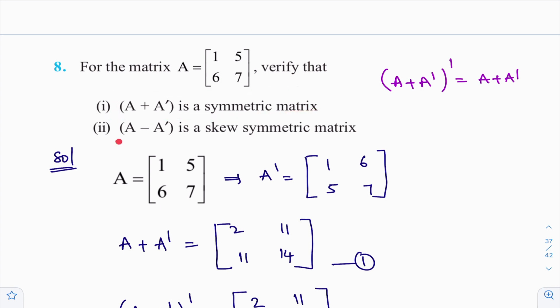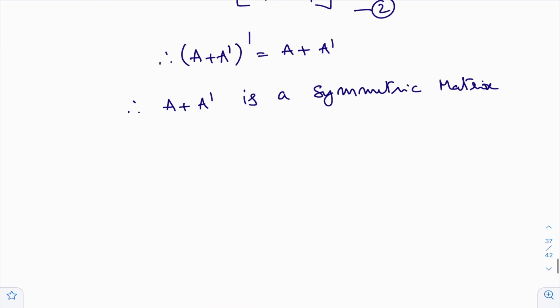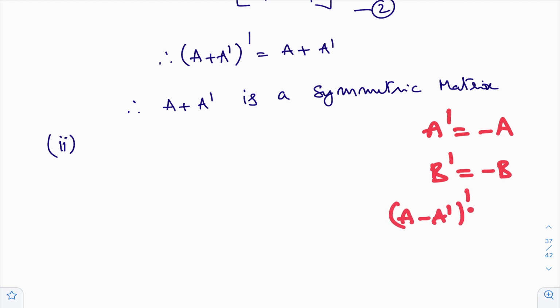Now we need to prove that A minus A dash is a skew symmetric matrix. First bit is over. Second bit, A minus A dash is skew symmetric matrix. When A dash equal to minus A, then we say that A is skew symmetric. When B dash equal to minus B, then we say that B is skew symmetric. When we say A minus A dash is skew symmetric, A minus A dash whole dash equal to minus of A minus A dash, then we say that A minus A dash is skew symmetric.